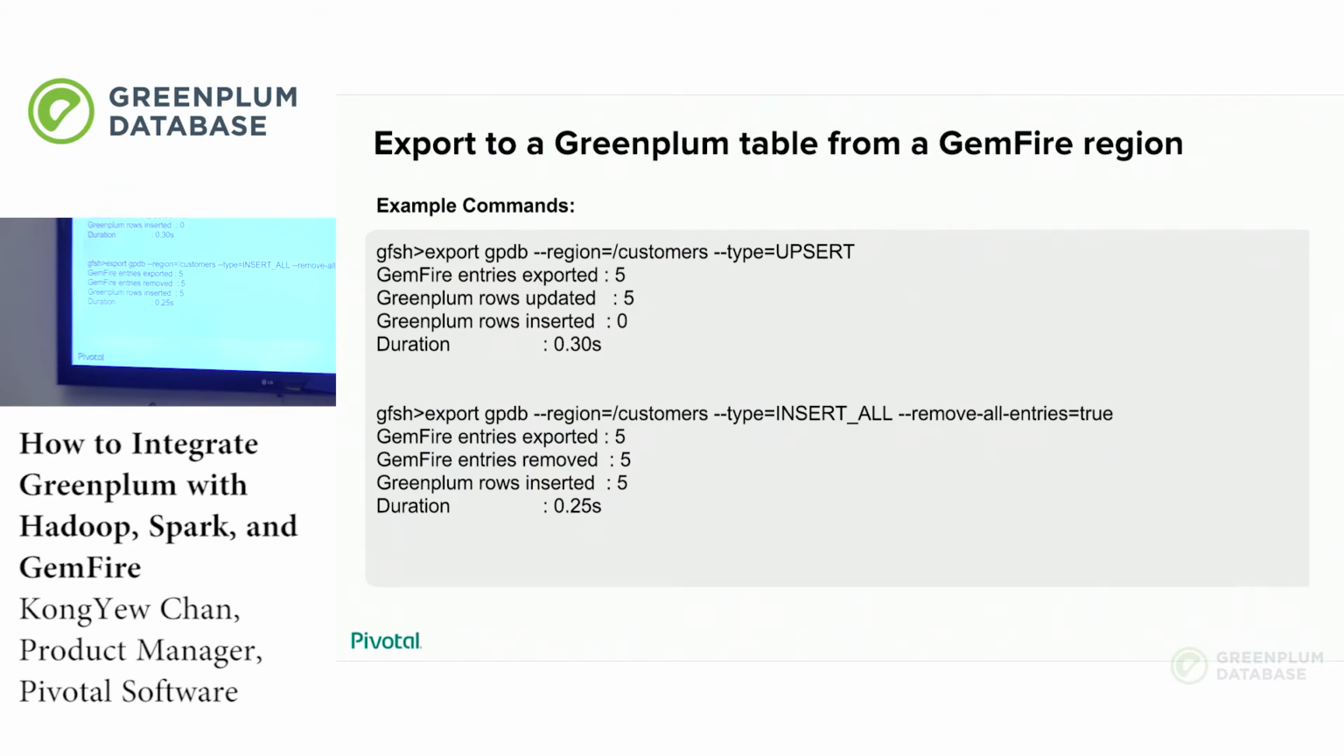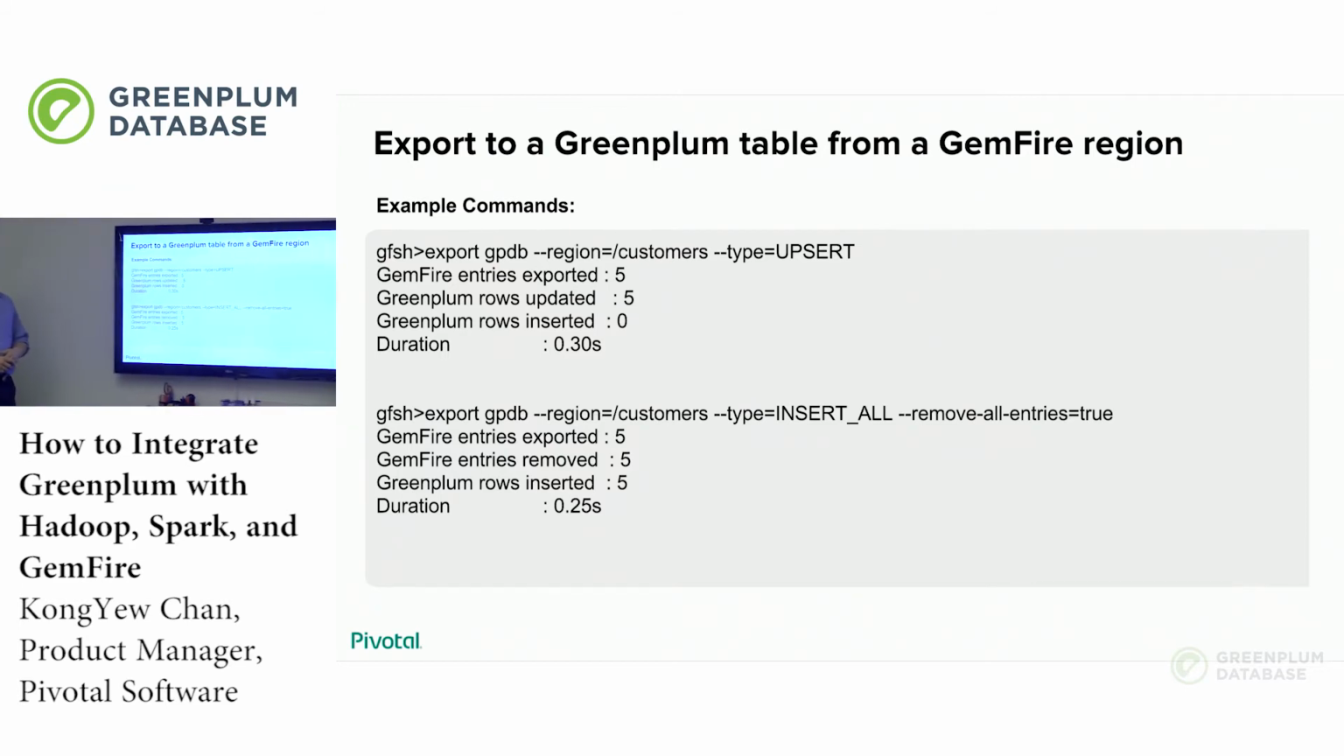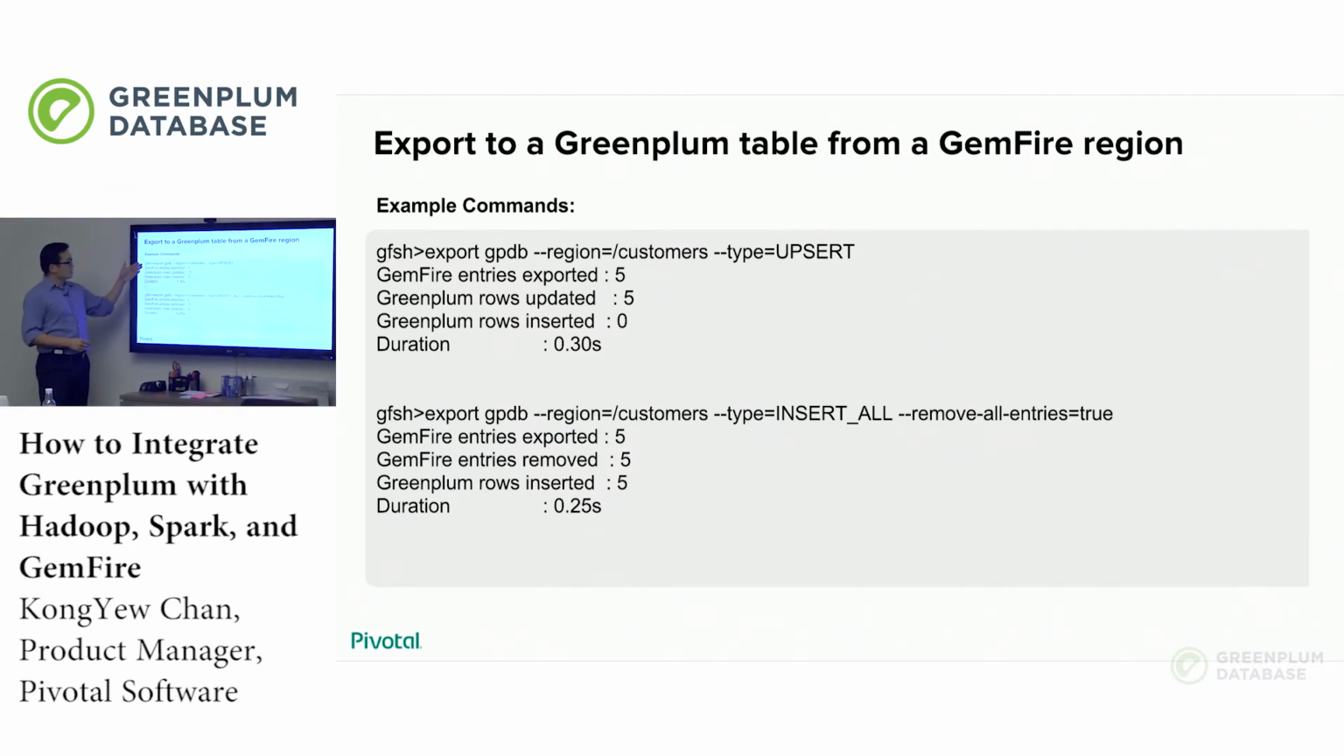This is as simple as running a gfsh command in our gfsh shell, the GemFire shell, where you just use this option, and you specify the region as well as the action type, in this case, upsert. We also show you how much data is being transferred and which data is being impacted on Greenplum as well as GemFire.